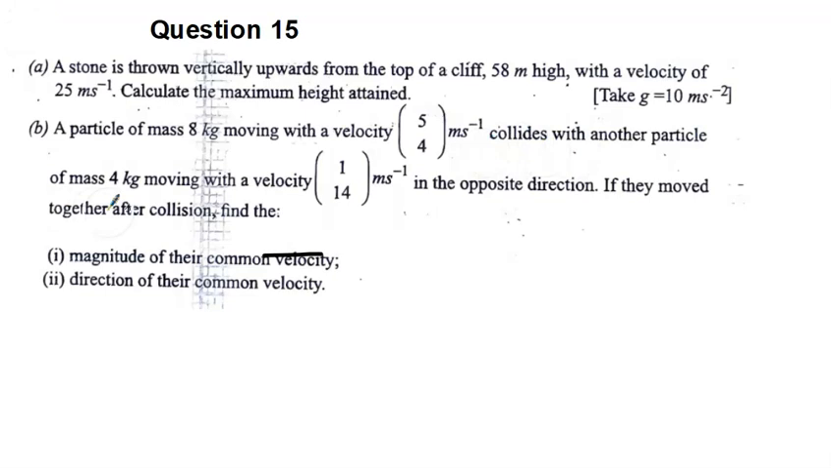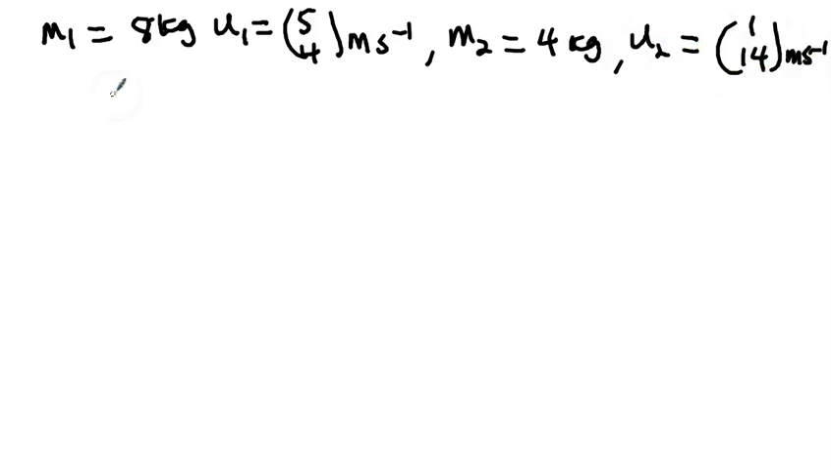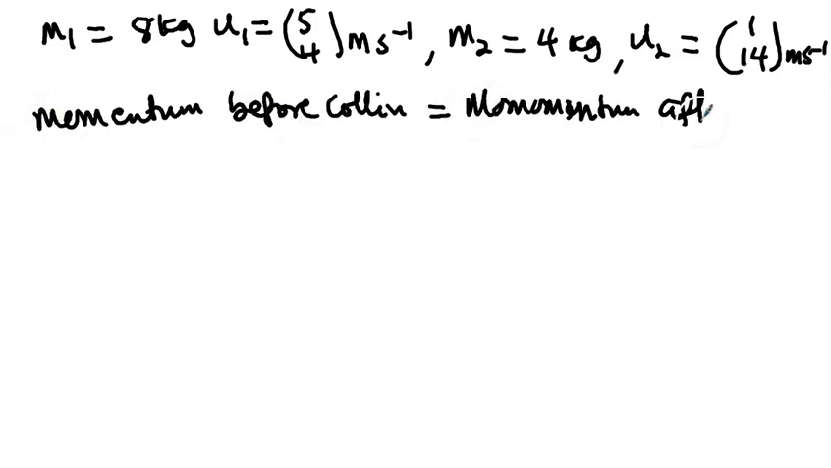Let's go to part two. So the second part, we have two particles. Particle 1, then particle 2. So let the mass of the first particle be m1, and from the question it is 8 kg. Then its velocity u1 is 4 meters per second. Then the mass of the second particle be m2, which is 4 kg, and then its velocity u2 is 114 meters per second. So using the law of conservation of linear momentum, momentum before collision equals momentum after collision.